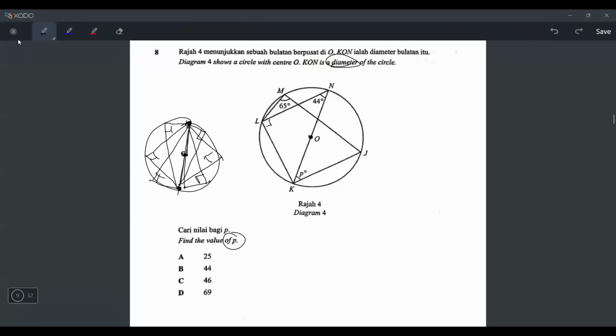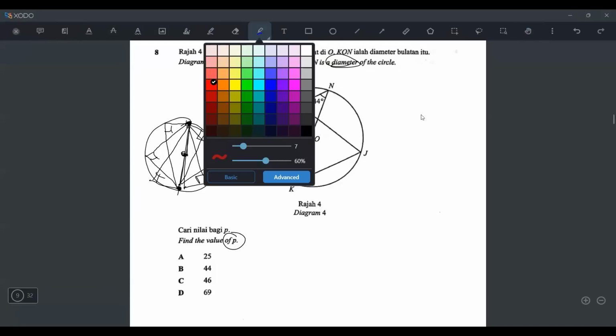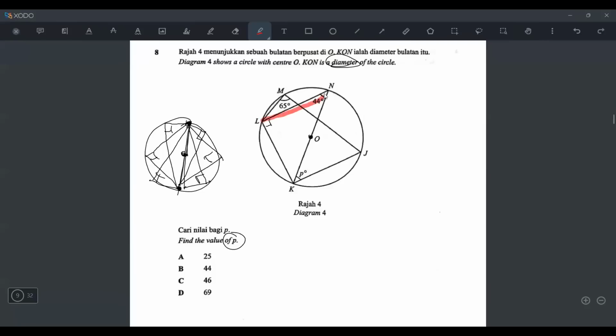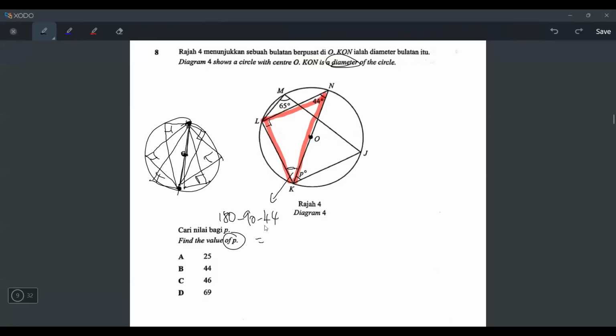And then they say find the value of P. Okay, where is P? P is here, right? Okay, how to do it? Okay, first of all, I saw this triangle. I don't know whether you can see it or not. I will highlight it for you. So you see this, you see this, you see this. So it means I can find this angle, right? Because this is a triangle, and inside the triangle, the total angle is 180. So 180 minus 90 minus 44, I should get 46. So this is 46.